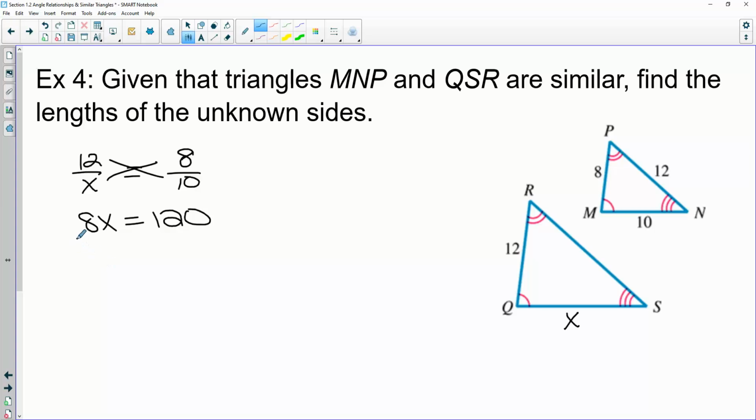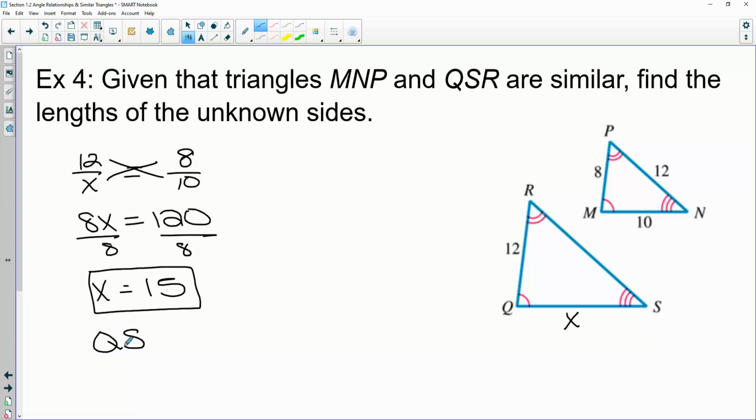So 8x is equal to 120. Divide by 8. And x is 15. So x is 15, or if I wanted to label it in terms of the side, that means side QS is 15. I didn't give you units. Let's solve for the other one. So if I called that y, what would be a possible proportion I could use to solve for that?